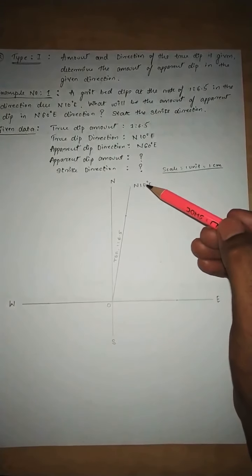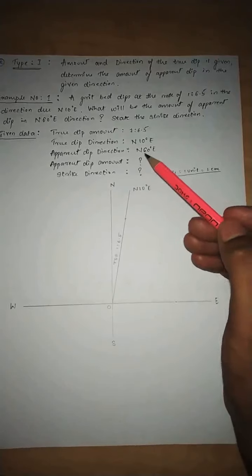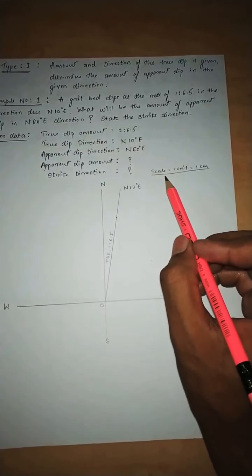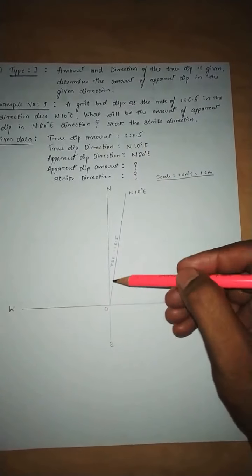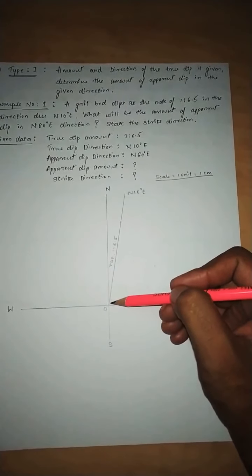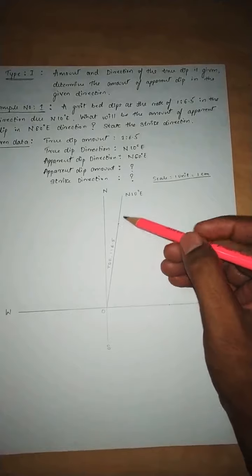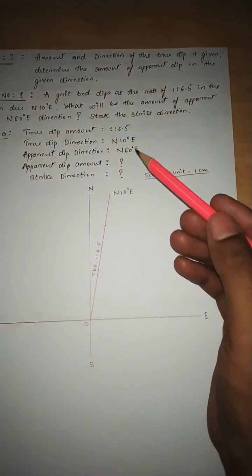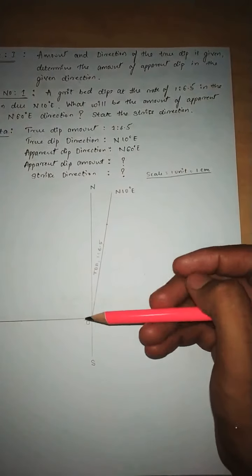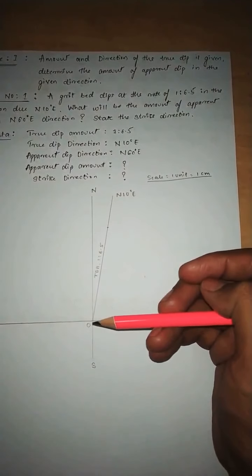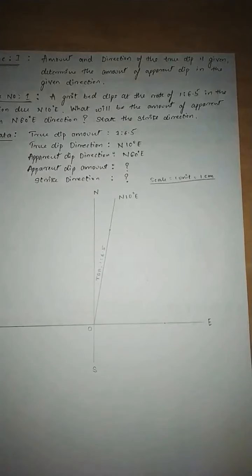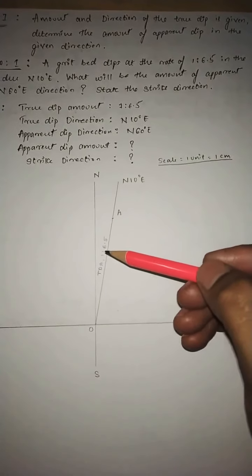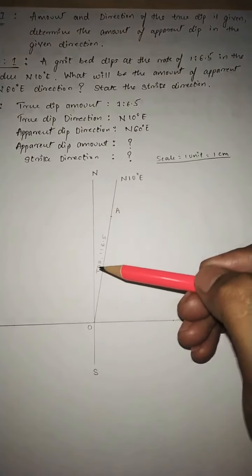The dip amount is 1:6.5, and the scale we have taken here is 1 unit equals 1 centimeter. So from the origin on this line we have measured 6.5, the amount given in the problem. We have measured O to A as 6.5. So this is the 1:6.5 amount, the true dip amount.